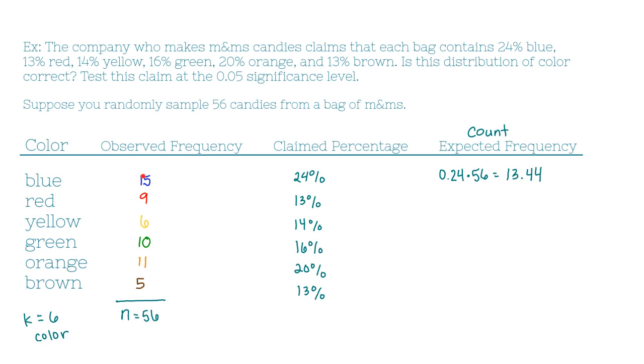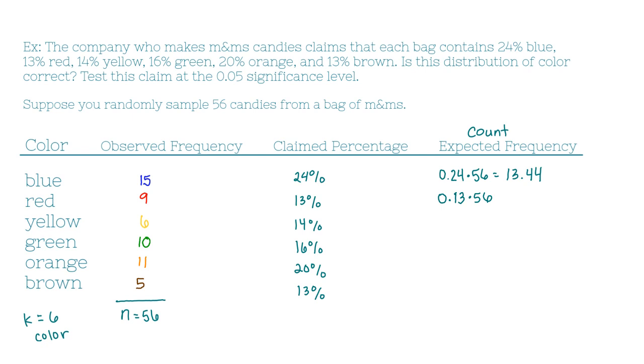What was our actual count? Our actual count was 15. So we have a little bit more blue M&Ms than we would expect to see, but is 15 considered unusual? I mean, is it close enough to 13.4 in order for it to be considered normal in any package of M&Ms? Probably, but we want to go ahead and repeat this procedure for all the colors, because when we do a goodness of fit test, we're trying to see if all of the categories have the correct number of M&Ms in any random sample of 56.